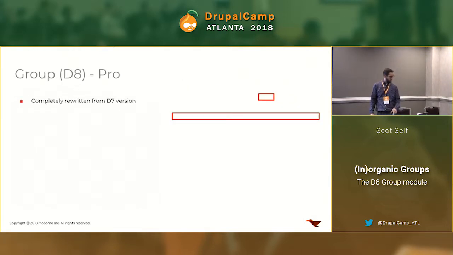Awesome. Phantom boxes. So for group, I've just jumped right to D8 because it was a complete rewrite of the D7 module. So there is a D7 group module. I've never used it. It has a good bit of usage, nowhere near organic groups, of course, but quite a bit of usage. But they completely rewrote the module from the ground up using all the object-oriented goodness and all the new D8 hotness.